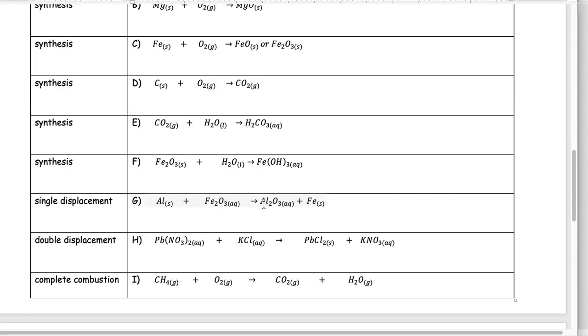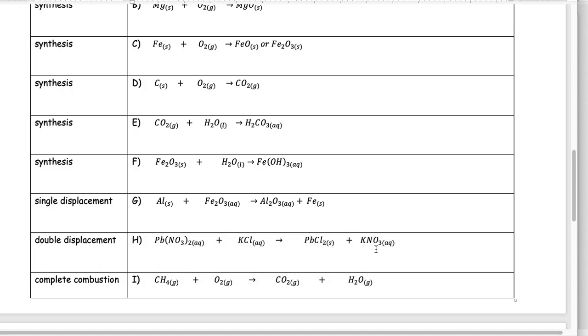All right, and then we have our aluminum coming in to displace. So this is like our lab. We put the aluminum into a solution, and then we get a single displacement reaction where it's still aqueous, and then a new metal forms here, right? The iron forms.